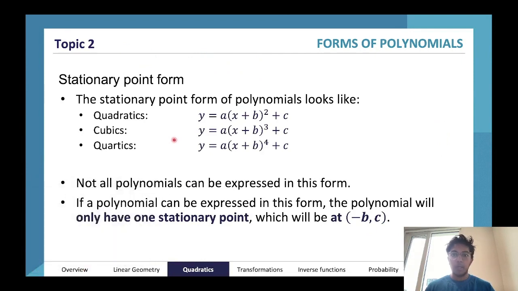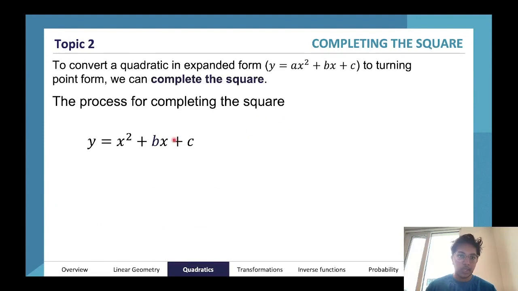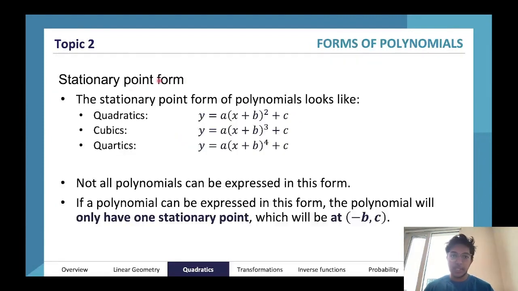And one of the other forms, and probably the last form we're covering today, is stationary point form. So stationary point form of a polynomial is going to be some plus c value and everything else in this squared or cubed or quadratic bracket. Again, not all polynomials can be expressed in this form. If they can't, they probably don't have a stationary point.